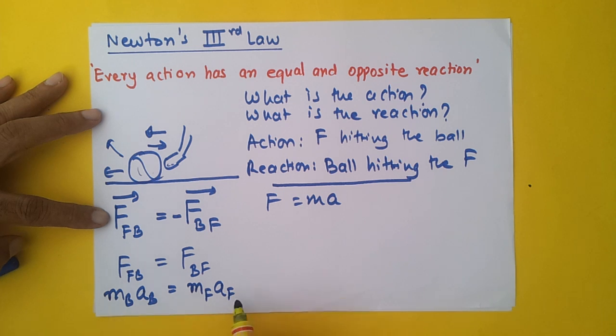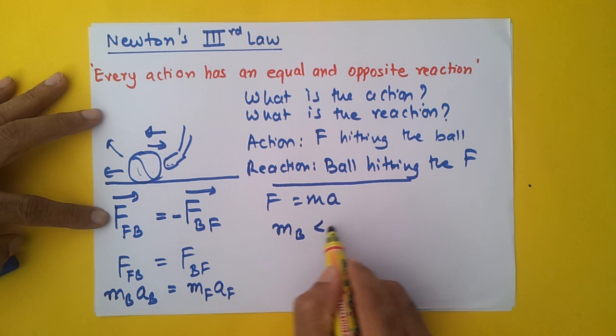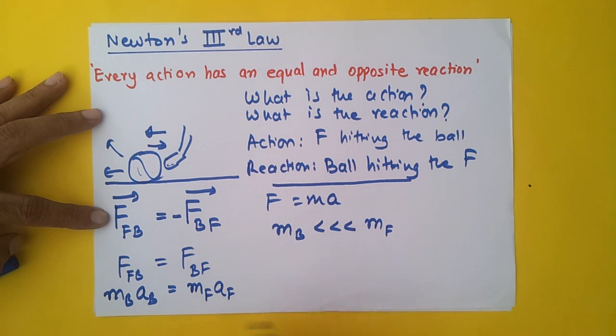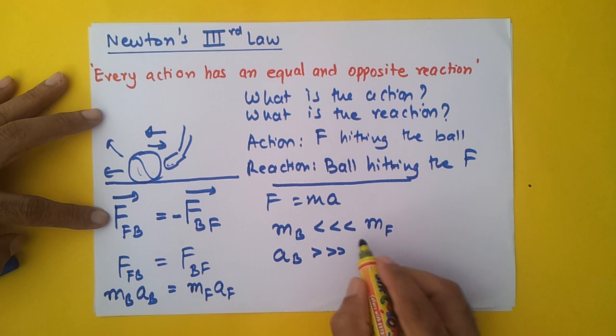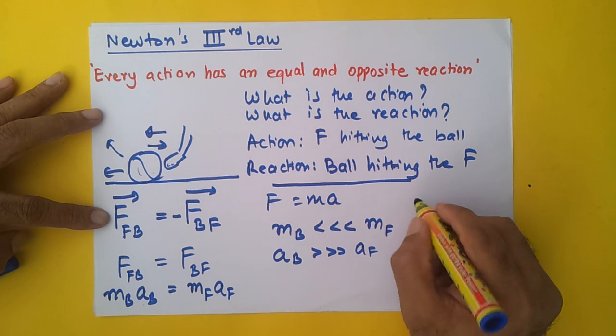Now, if I look at this equation closely, what I can see is mass of the ball is very, very small as compared to mass of the footballer. This is very small, this is very large. Therefore, quite obviously, acceleration of the ball will be very, very large as compared to acceleration of the footballer. I hope you get this math. Still, I'll take an example and try to explain that.